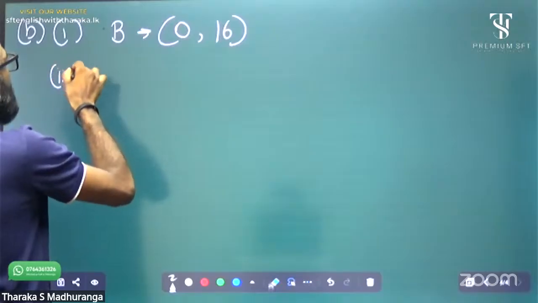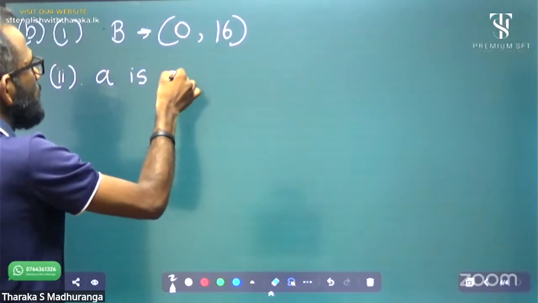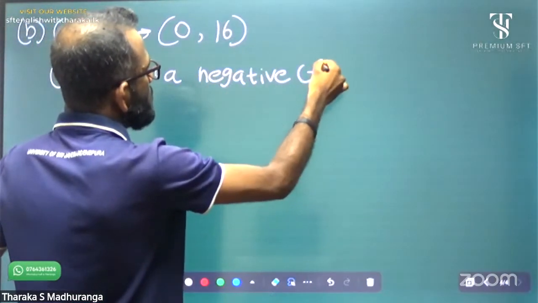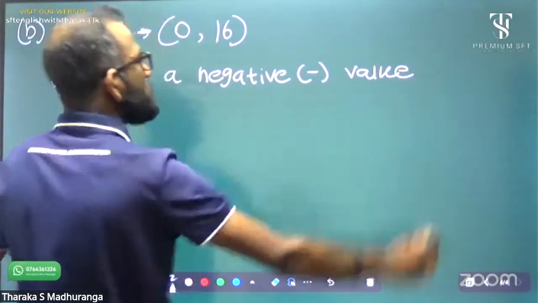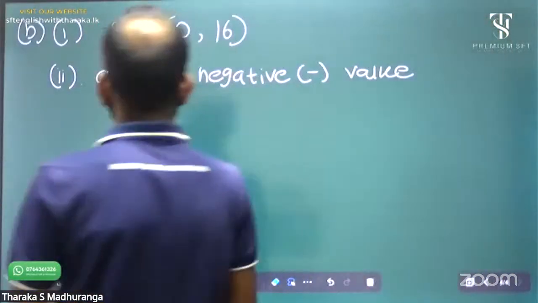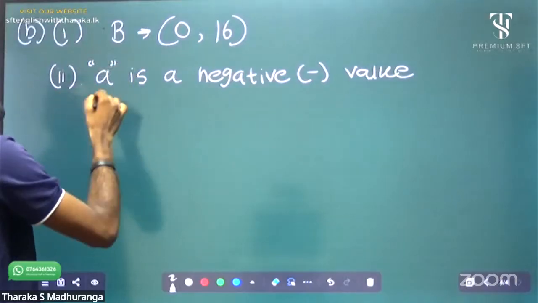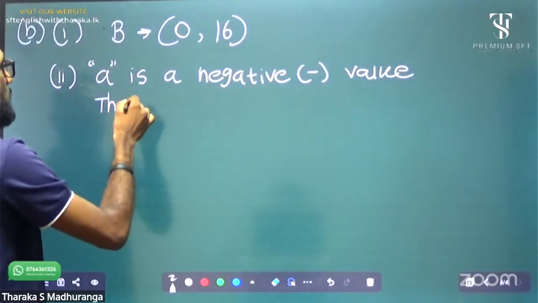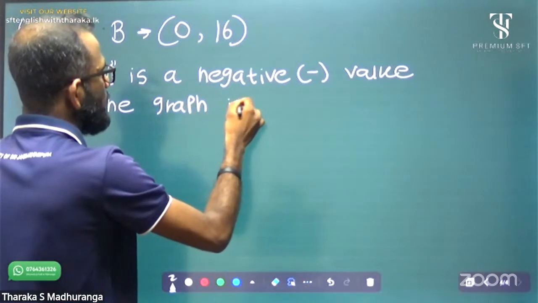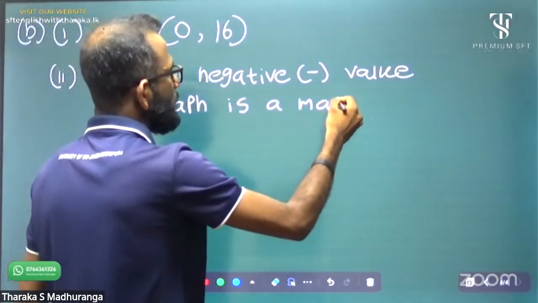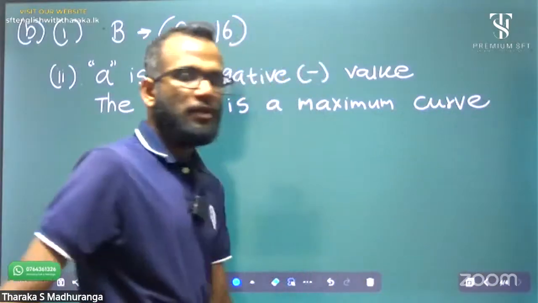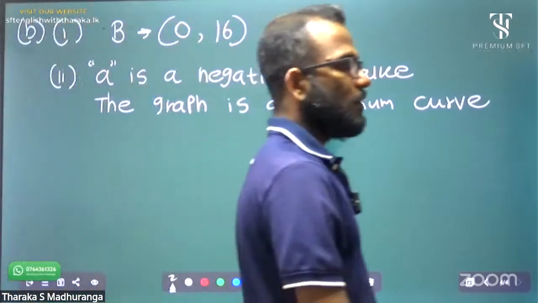Second one, A is a negative value. What's the reason? The graph is a maximum curve. That's the reason. If it is minimum, the A value is positive. Okay, that's the answer.